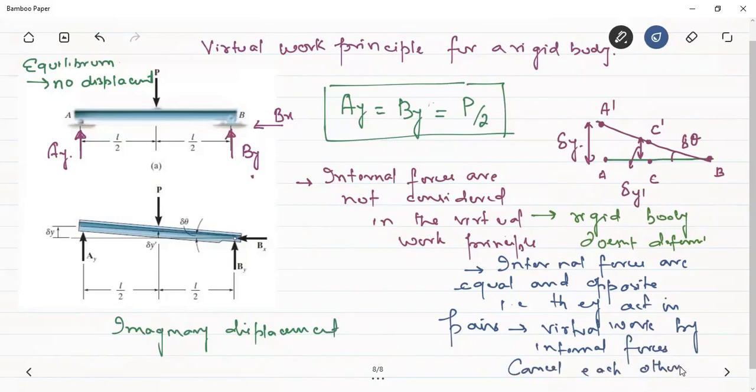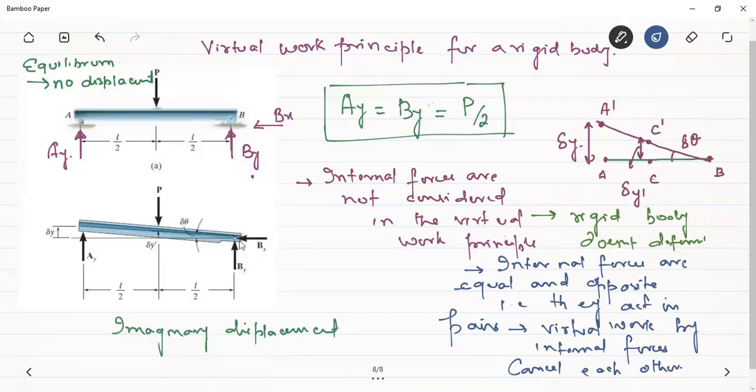Okay, so first of all, we have to see that we don't take into account the internal forces while we are dealing with this virtual work principle. Next thing here is that we have to see what are the forces which are causing the imaginary displacements. We can see that the forces applied are the external forces Ax, Ay, and the external force P. This is external force P, and this is external force Ay, and there are external forces Bx and By.